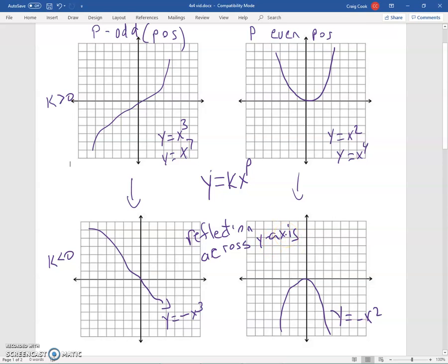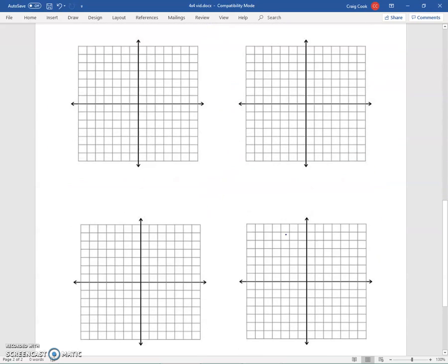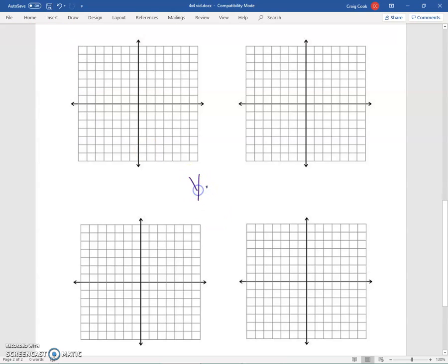All right? So, we have some more cases to look at now. We're still talking about the same basic function, which is y equals k x to the p. And now we're talking about p being odd but negative. Even negative, and we still have to look at k greater than 0 and k less than 0.